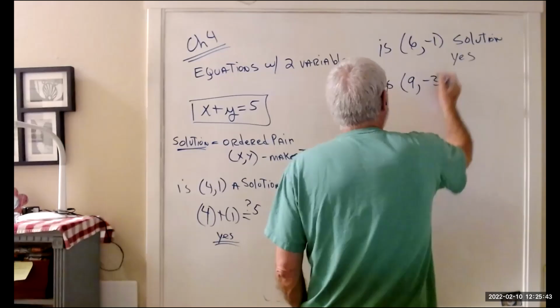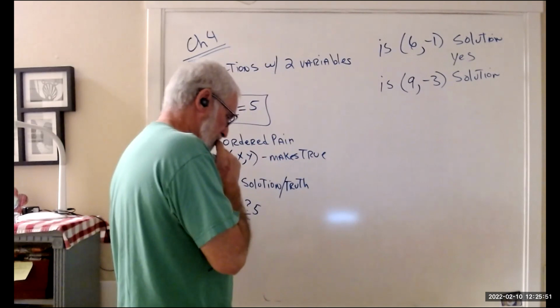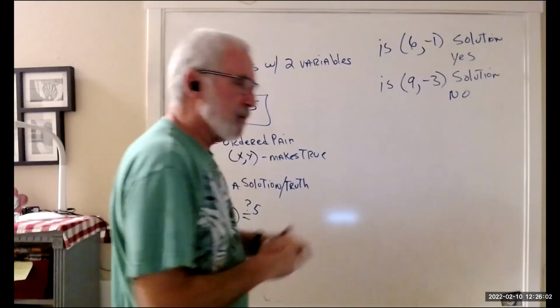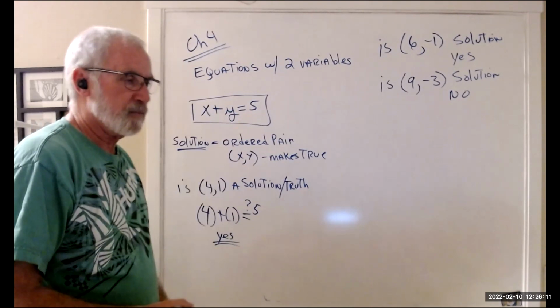Is 9, -3 a solution for this equation? No. Okay, no. And I'm assuming right now, most of you guys are doing your arithmetic mentally. 9 + -3 = 6, doesn't equal 5, screw it, it's done. Okay, so check this out.